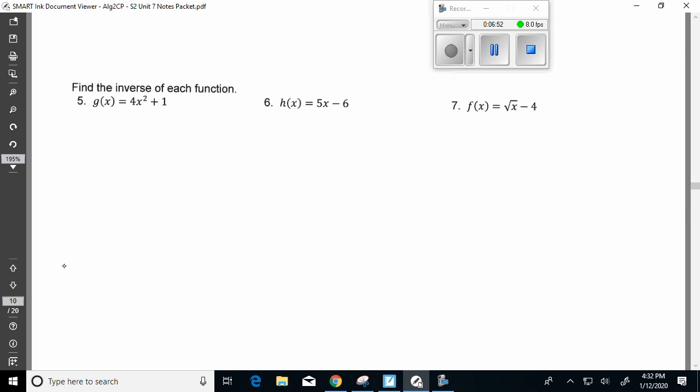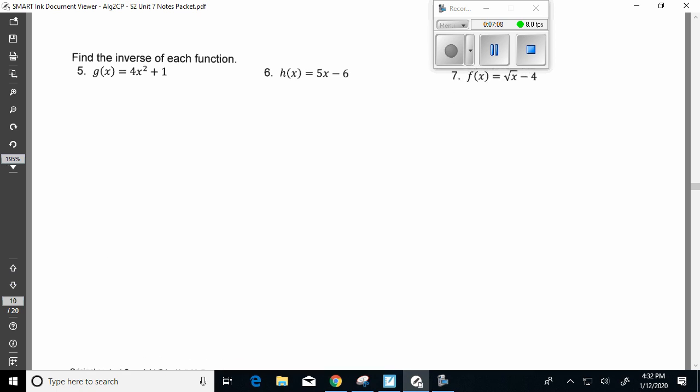Example 5. Find the inverse of each function. For those of you who work ahead, I will put what the answer should be if we do it correctly. So if we do in fact do this problem correctly, you should have g inverse of x equal to the square root of (x minus 1) over 4. That's what the answer should be if we solve this problem out correctly.